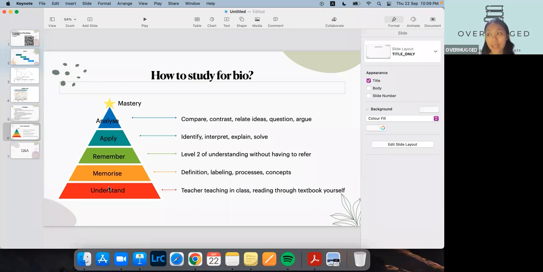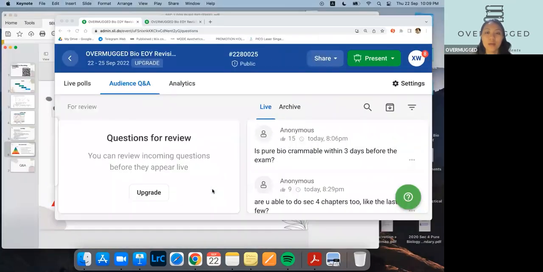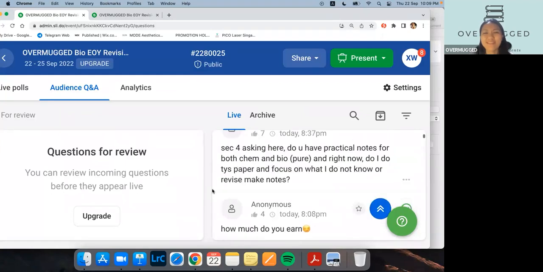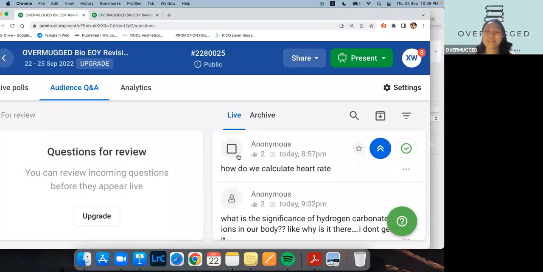Okay, but as far as the question goes, I think it's possible if you have enough time, 3 days, all 3 days you can dedicate to bio, really cram it in for that exam. Should be fine, as long as you're willing to work hard in that. Yeah. Sec 4 confirm cannot lah. Like I don't have time. Don't have.